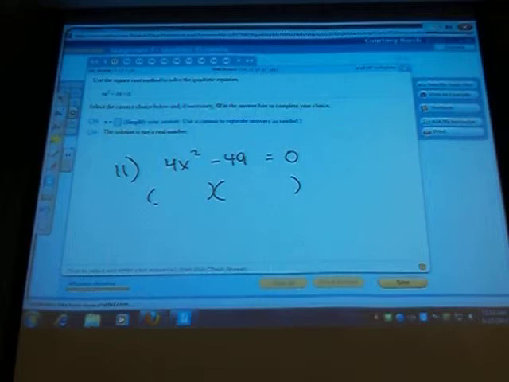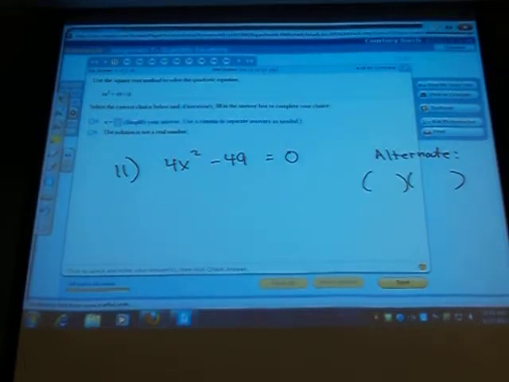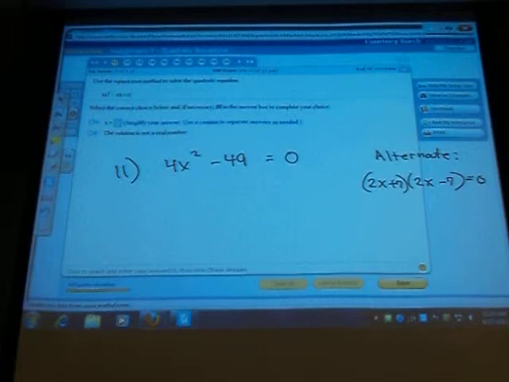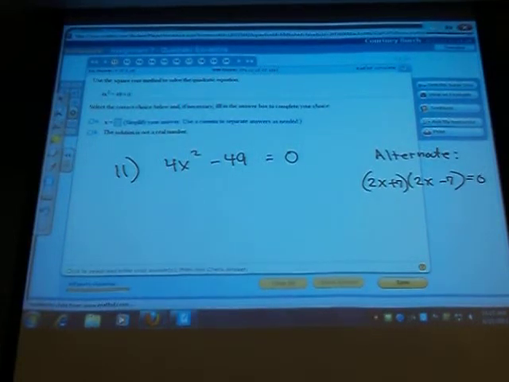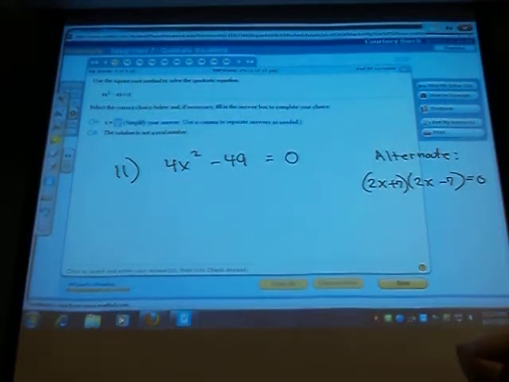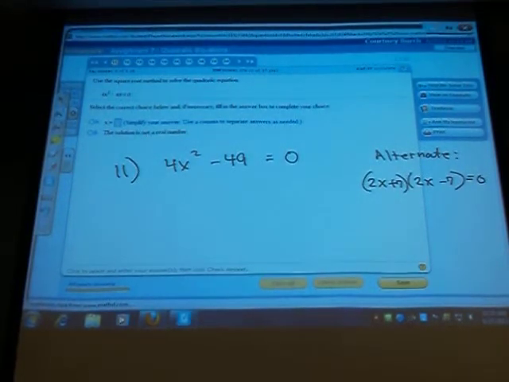Okay, let's put this off to the side as the alternate. This actually is the difference of squares: 2x plus 7, 2x minus 7. So we factor to 2x plus 7, 2x minus 7. If you've got two things that are perfect squares, then you can factor them into the same thing with just a plus or minus difference.